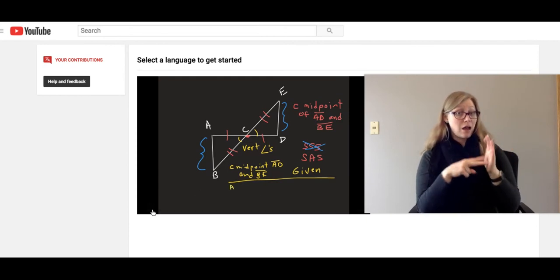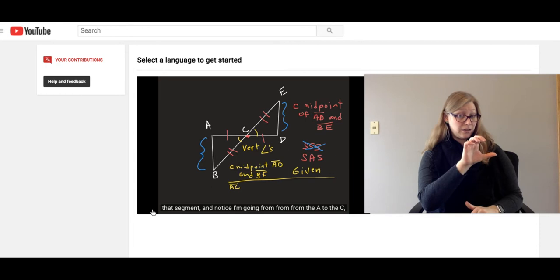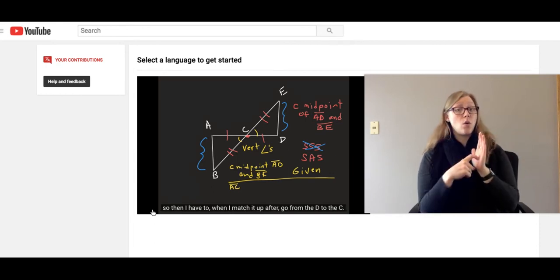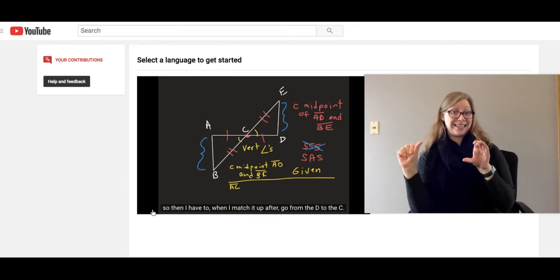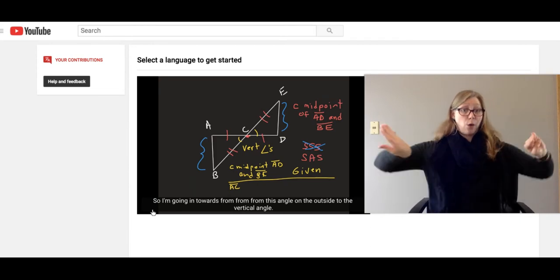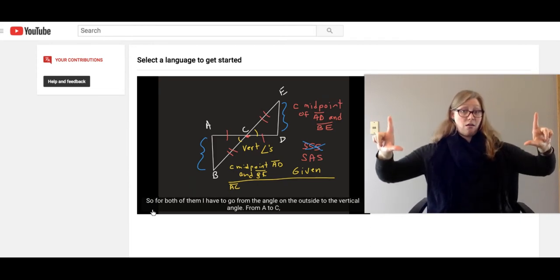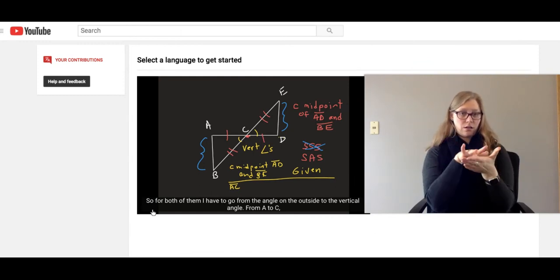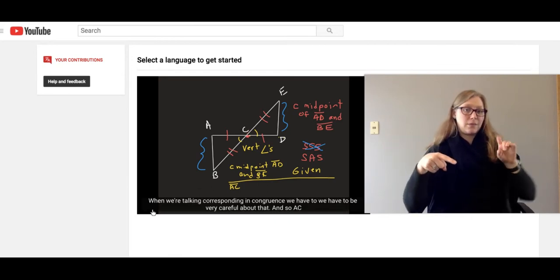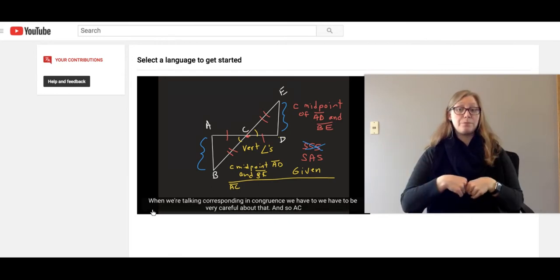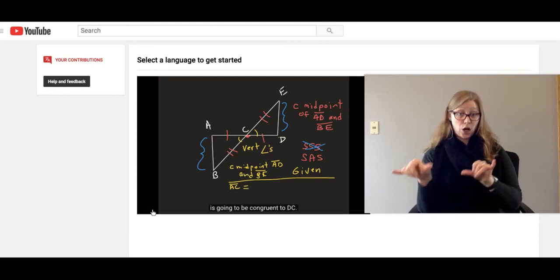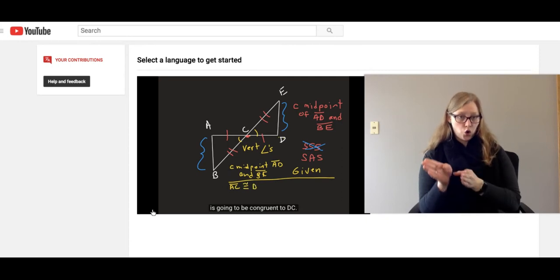that segment, and notice I'm going from the A to the C. So when I match it up, I have to go from the D to the C. So I'm going from the angle on the outside to the vertical angle, from A to C, from D to C. When we're talking corresponding and congruence, we have to be very careful about that. And so AC is going to be congruent to DC.